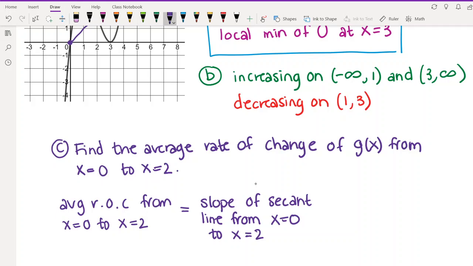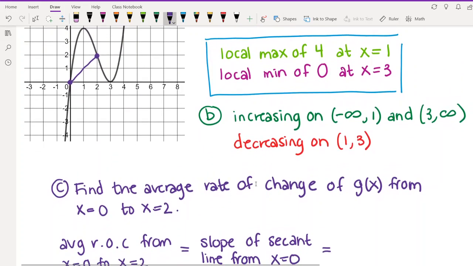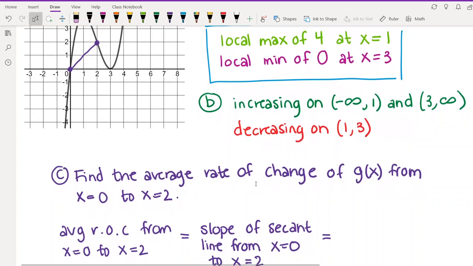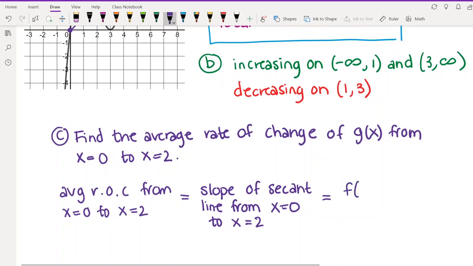And so how do you find the slope of a line? Well, you subtract the y coordinates in the numerator and subtract the x coordinates in the denominator, right? That's just how you find the slope of a line. So what are the y coordinates in this case? Well, they're going to be f of 2 and f of 0, right? Because if the x coordinates are 2 and 0, to find the y coordinates, you just plug them into your function.